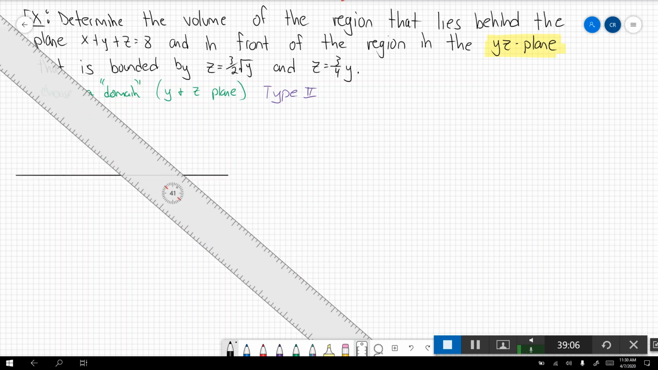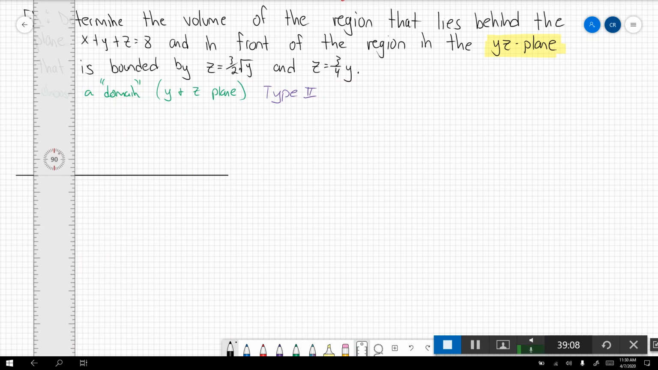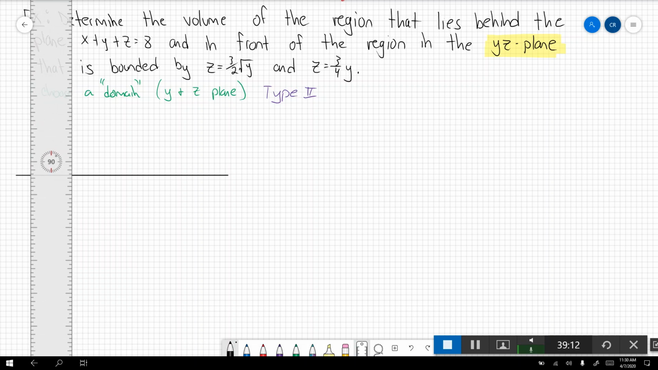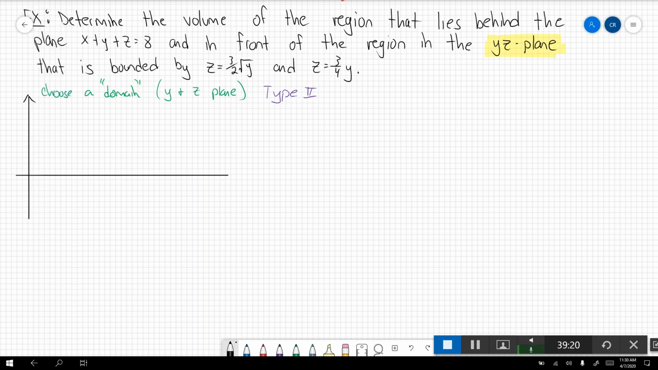All right, it looks like it might be in the first quadrant for this plane, which is good. Let's see here, where we are. Let's get that hidden. All right, so that's going to be y and z, so this is going to be z, and this here is going to be y.